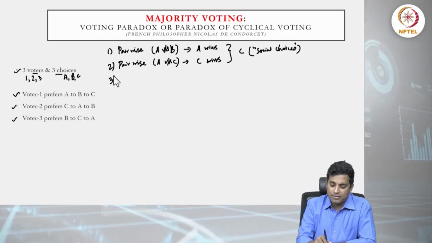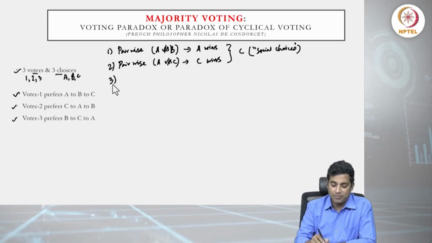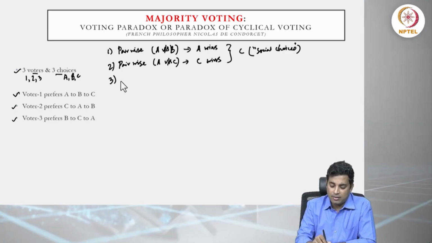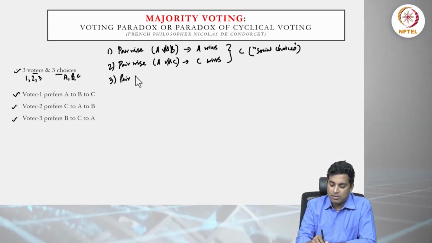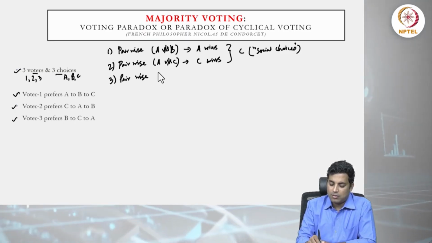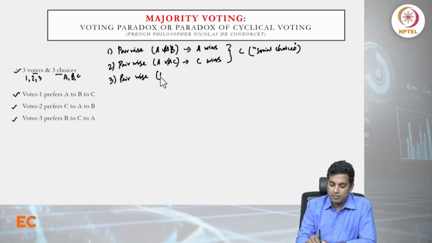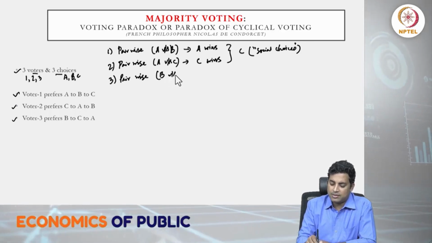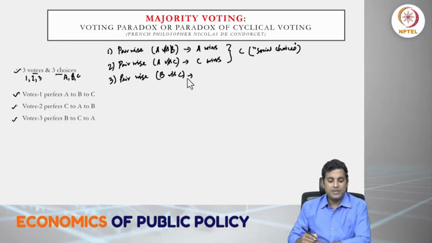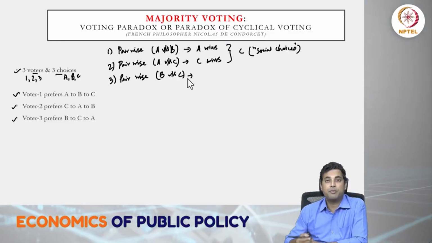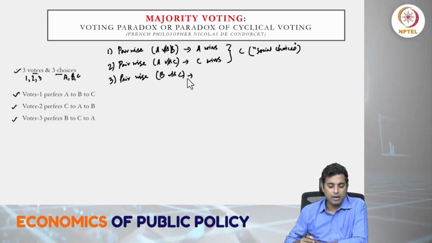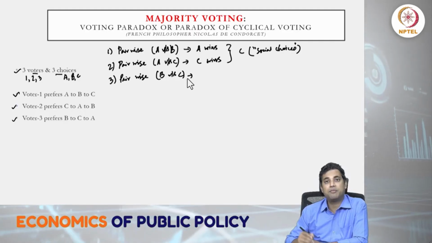But then if we have pairwise 3, where we see B versus C, we see voter 1 prefers B over C and voter 3 prefers B over C.